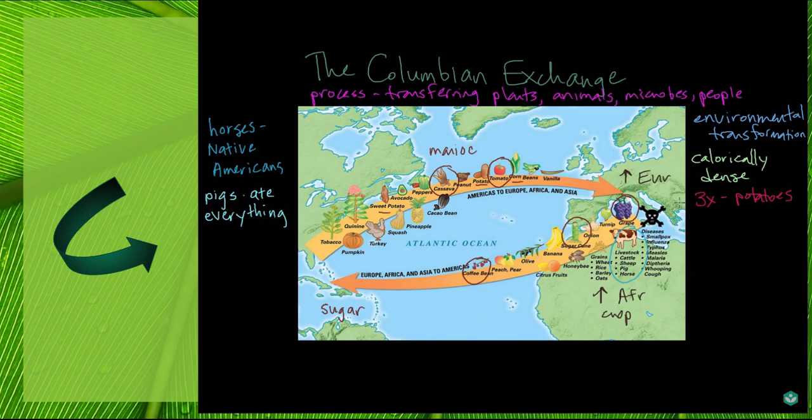Probably the thing that had the biggest effect in the Columbian Exchange was the transfer of Old World diseases to the New World. So with Europeans came smallpox, measles, whooping cough, and the Native Americans had very little immunity to these diseases. It's estimated that within 100 years of Columbus landing in Hispaniola, 90% of all people who were living in the Americas died of disease.